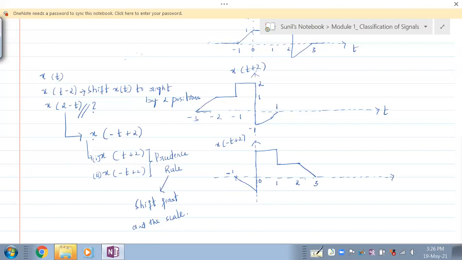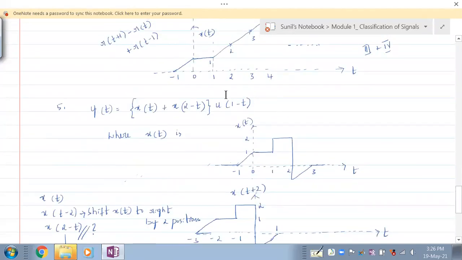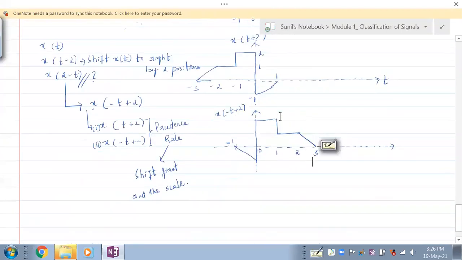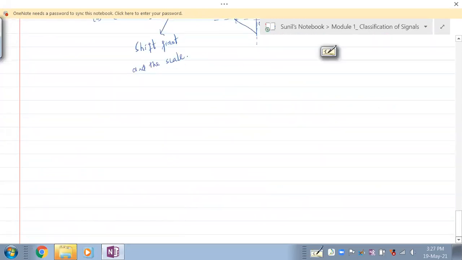So this itself is a challenge. If you're not good with what we have done here, the precedence rule, then getting it itself is a challenge. So x of 2 minus t is confusing, so you need to look at it as x of minus t plus 2. Now another challenge is to get u of 1 minus t. So what is u of 1 minus t? Let's work that out somewhere here.